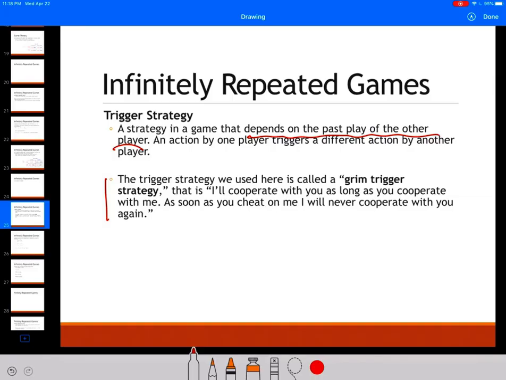So the strategy we just talked about is called the grim trigger strategy. It's called the grim trigger strategy because it means there's no forgiveness. It's grim. Basically, I'll cooperate with you as long as you cooperate with me. But as soon as you cheat, as soon as you break this deal, I will never cooperate with you again. That's essentially what we did when we analyzed this game.